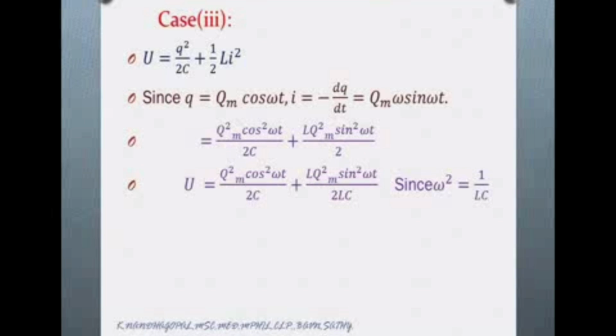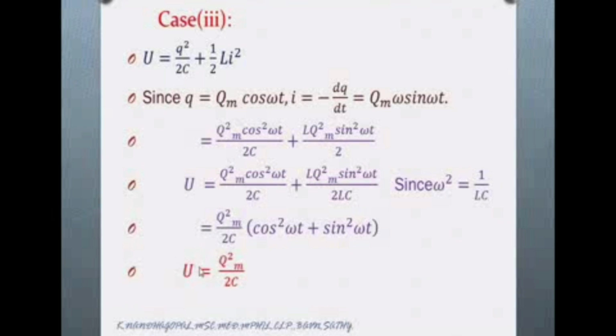Here we are going to add the two values. So 2C is there, and omega square equals 1 by LC. Substituting that instead of omega, you can get 2LC. Q square m divided by 2C is common for both terms. The remaining values are cos square omega t plus sin square omega t, which becomes 1. So the final equation becomes Q square m by 2C.